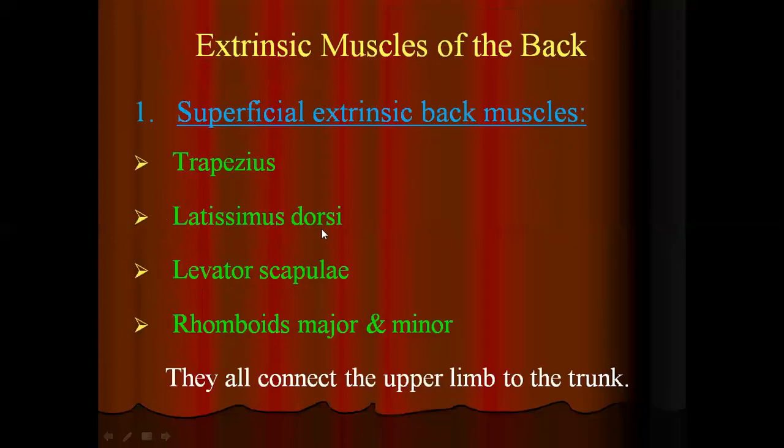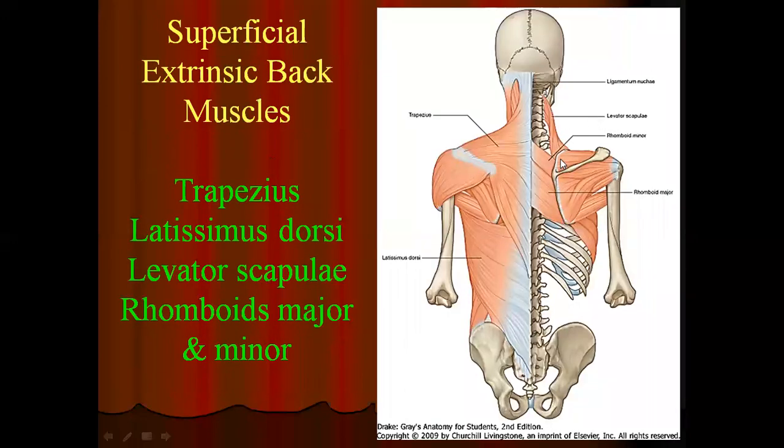So these are the muscles written here as superficial extrinsic back muscles: trapezius, latissimus dorsi, levator scapulae, rhomboids major and minor. They are all connecting the upper limb to the trunk. That's how we read these muscles when we were doing upper limb, because most of them are attached to, as trapezius, it is attached to clavicle. If you can recollect, latissimus dorsi is attached to the humerus, and levator scapulae, rhomboids major, minor are attached to the scapula. Now, superficial extrinsic back muscles: trapezius, latissimus dorsi, levator scapulae, rhomboids minor, and rhomboids major.